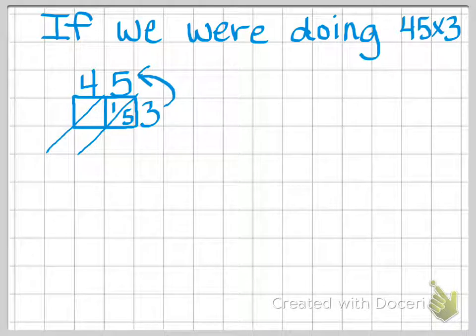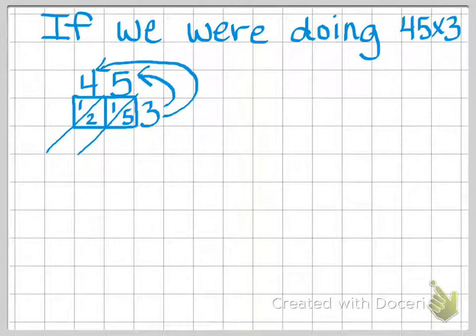So we write the numbers in the box like so. Then we're going to take that 3 times 4, and we're going to get 12. And we're going to write that in the box like so. And then if you recall from Math Message, now we're going to add on the diagonals.